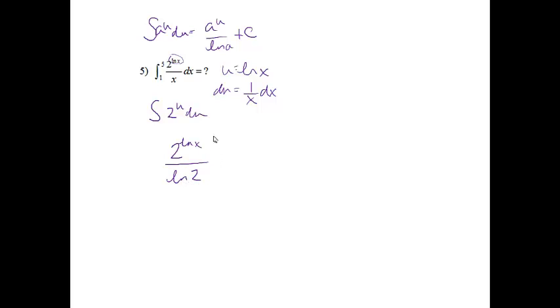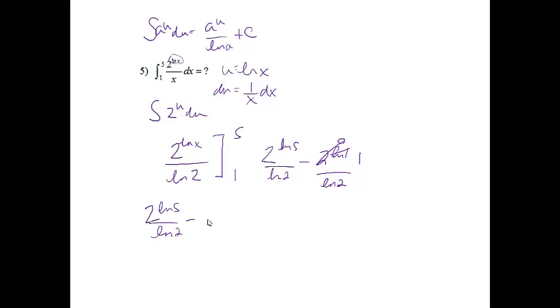And instead of putting a plus c, I'm going to evaluate it at 5 and at 1. So this is going to be 2 to the ln 5 over ln 2 minus 2 to the ln 1 over ln 2. And then if I work this out, I know the natural log of 1 is 0. 2 to the 0 is equal to 1. So now I have 2 to the ln 5 over ln 2 minus 1 over ln 2. And I could go one step farther because I noticed that they both have an ln 2 on the bottom. So I'm going to factor out a 1 over ln 2. And if I do that, I'll get 2 to the ln 5 minus 1. And that would be my answer.